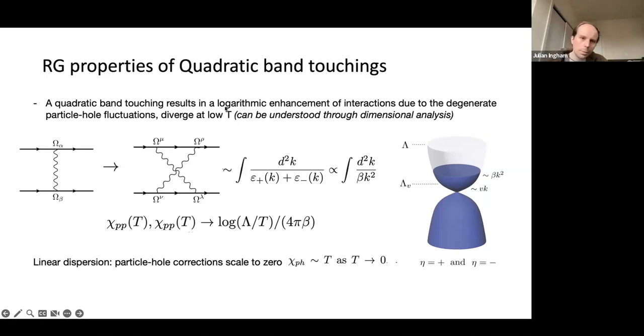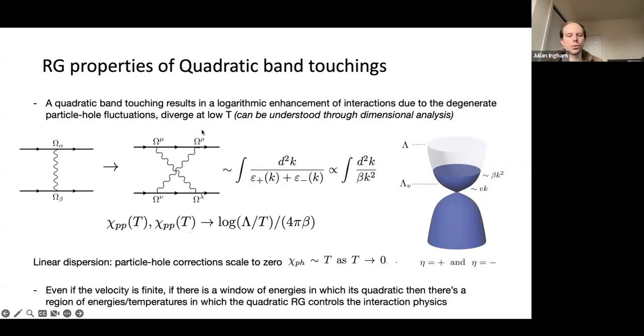So what we have then is, as temperature starts at this cutoff lambda and flows down, we have this enhancement of interactions. And then for temperatures beneath this IR cutoff lambda v, the enhancement disappears. There's no further enhancement as we drop underneath here. And so as long as the critical temperatures of the phases we predict are above this lambda v, then the finite velocity doesn't interrupt the effects of this enhancement.